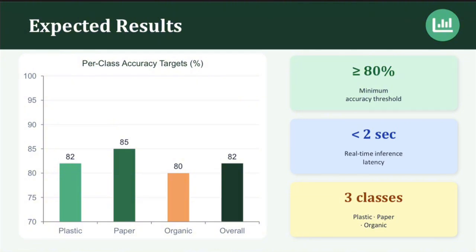Next, this graph shows the expected result for our per-class accuracy targets. So in our project we have 3 classes, which are plastic, paper, and organic. The real-time inference latency is less than 2 seconds, and the minimum accuracy threshold for our project is greater than or equal to 80%.